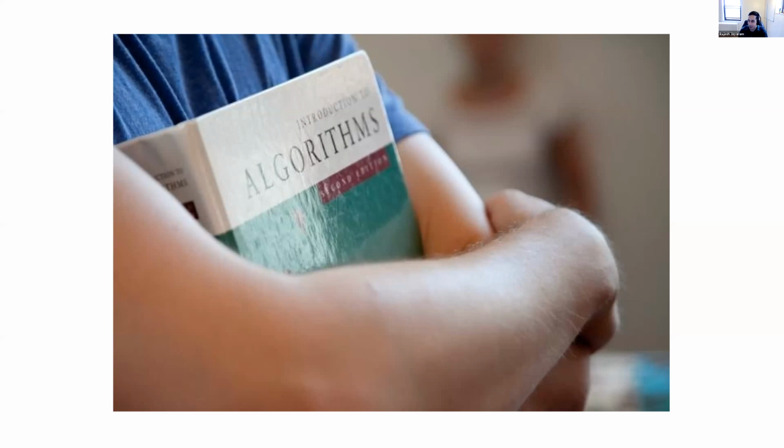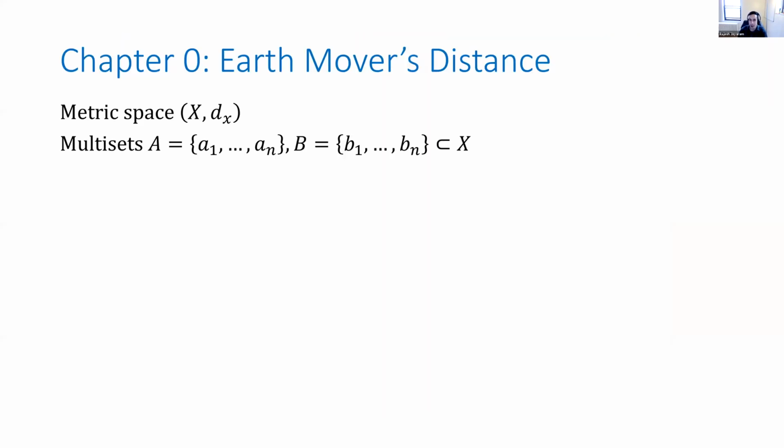Before getting into that, I'll start with a chapter 0, just to tell you what the Earth mover distance problem is. This entire talk will be about this computational task, which is called Earth mover distance. If you're not familiar with it, it's in some sense a meta metric, a metric on a metric space. So if you have a metric space X with some distance dx, then the Earth mover distance is a similarity measure between 2 subsets of that metric space.